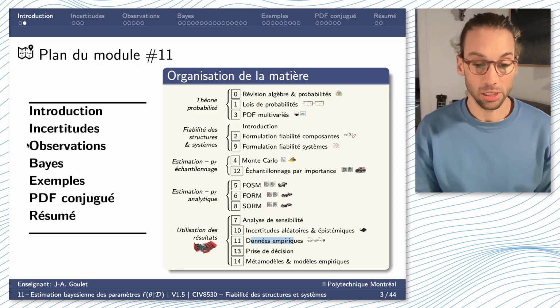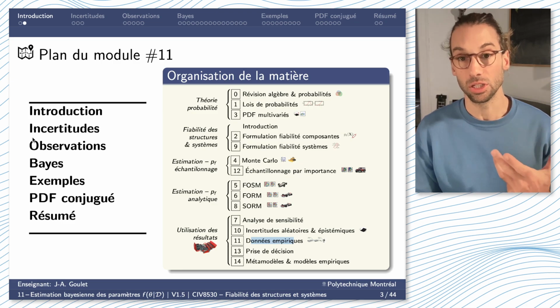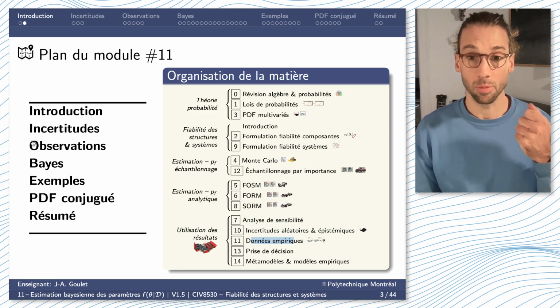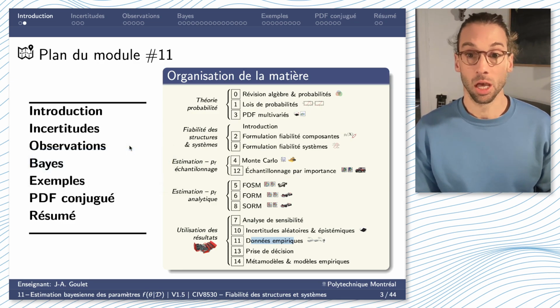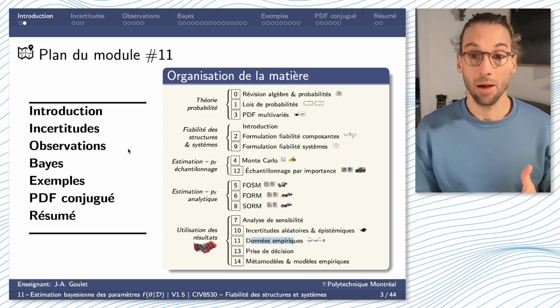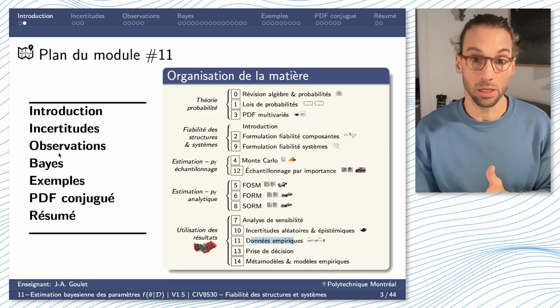First, we're going to see, beyond this introduction, how we can characterize uncertainties and how that influences, from their types, the reliability analysis. What are the types of observations we can use to estimate probability densities? How can we do the updating of our knowledge from prior to posterior using Bayes?